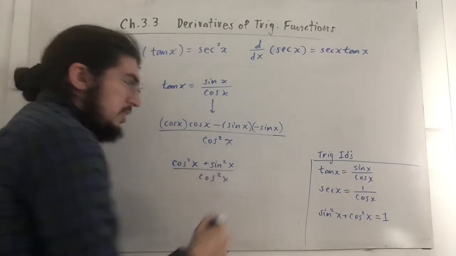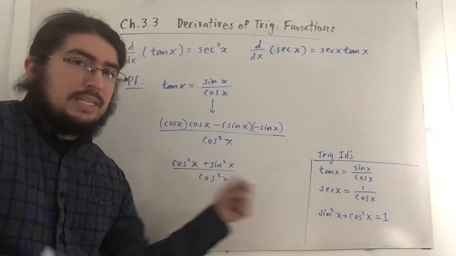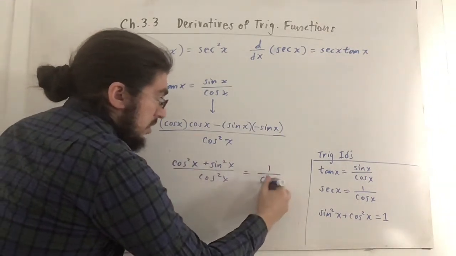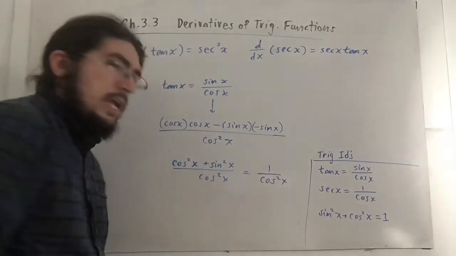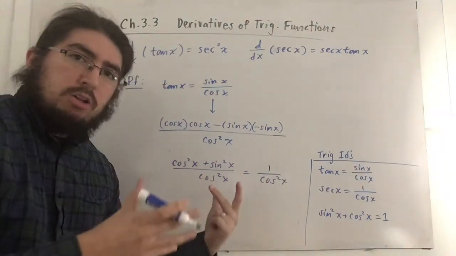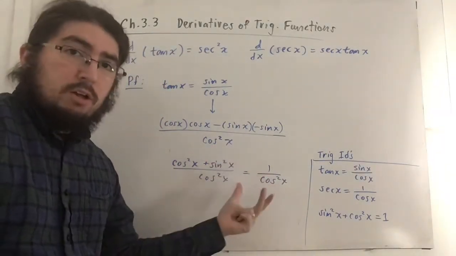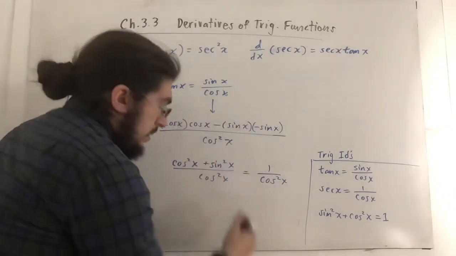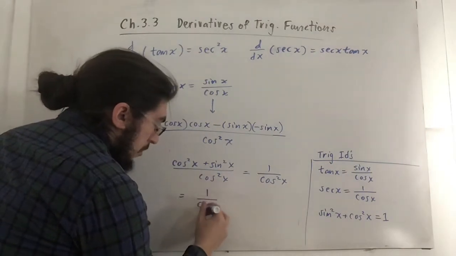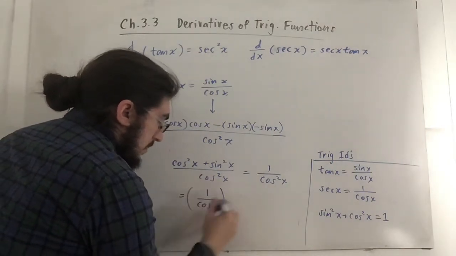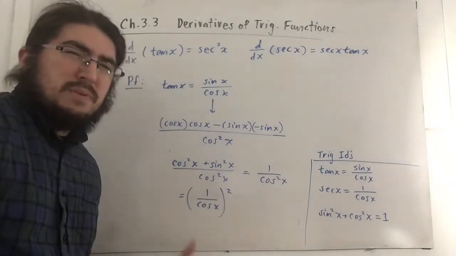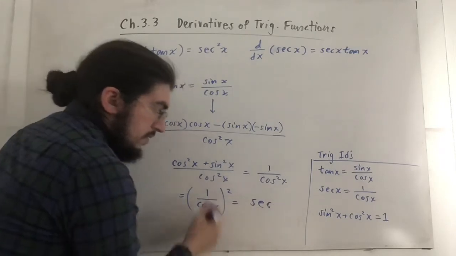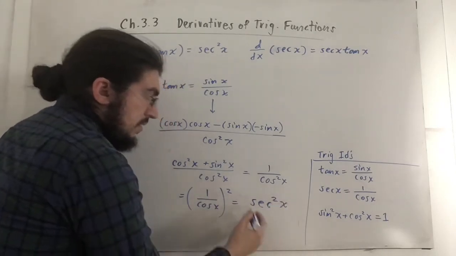So what does the top turn into using this Pythagorean identity? That's right, it's just 1 because cosine squared plus sine squared is just 1. So we get 1 over cosine squared. And remember, cosine squared just means cosine all squared. So 1 over cosine all squared is just 1 over cosine all squared. You can use some power properties to write it like this, but that's a step you can skip, really. Because this would be secant all squared, because 1 over cosine is secant.